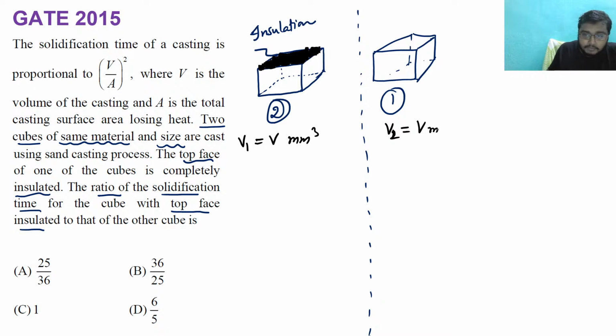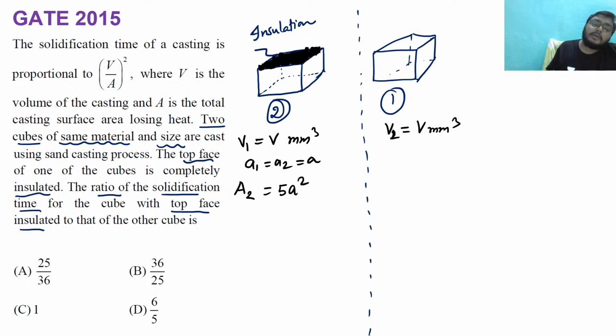So I can say that both volumes are the same, and since both volumes are the same, then A1 is equal to A2 is equal to A. Clear? Now if I find the surface area of these two, then that will be what? Surface area will be 5a square.